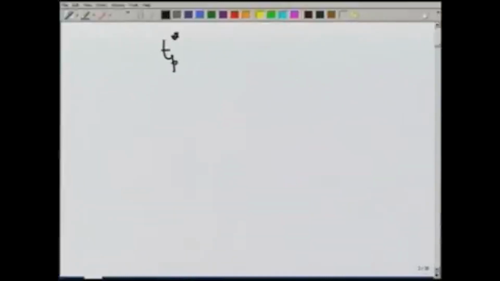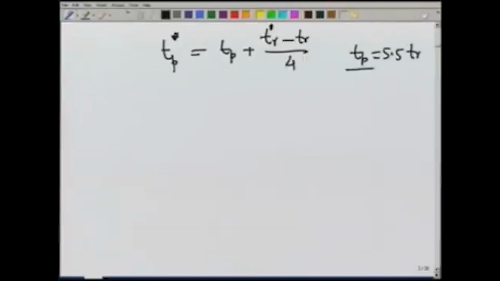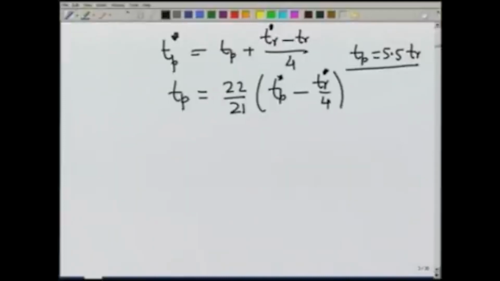So, what we do is we have this equation Tp star, and we also have the standard equation which says that Tp is equal to 5.5 Tr as proposed by Snyder. So, using these equations, we can correlate the standard time to peak with the observed values of time to peak and rainfall duration, as Tp equal to 22 by 21 Tp star, which is a rather straightforward operation by just substituting this value here and solving the resulting equation.